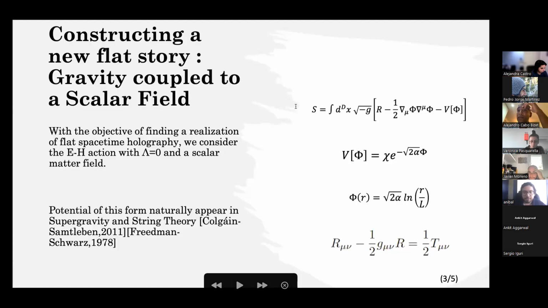The natural question here is, can we extend these ideas to another kind of spaces? For example, asymptotically flat. Well, that's what we want to study. The way of doing this is to consider an Einstein-Hilbert action with zero cosmological constant, and include a minimally coupled scalar field. And here you can see the potential, which is also called Liouville potential. This kind of potential appears naturally in some supergravity models and in string theory. Next.